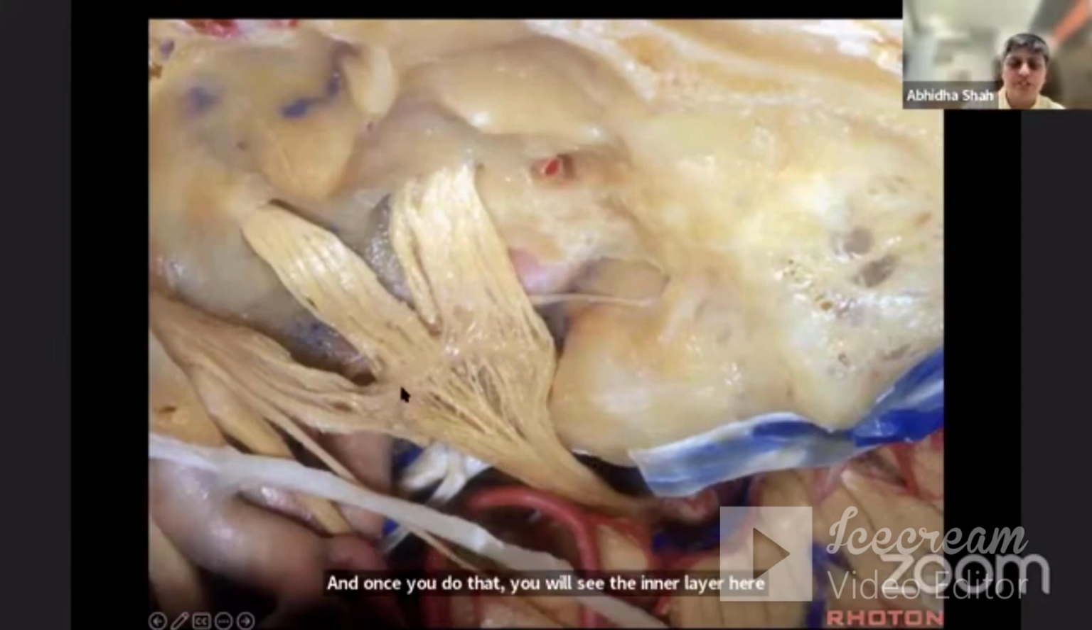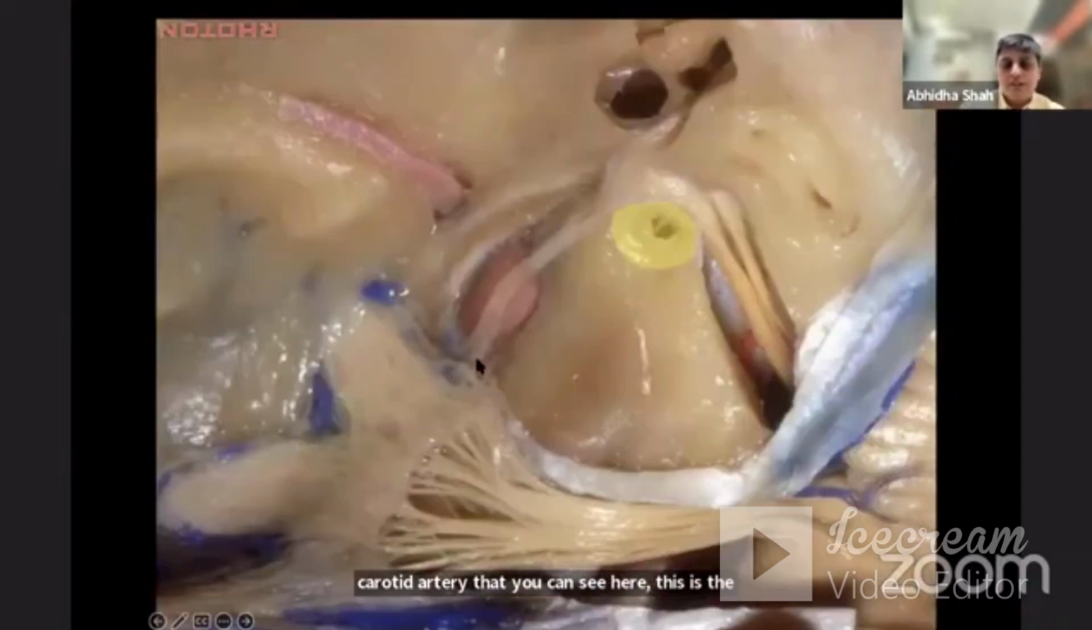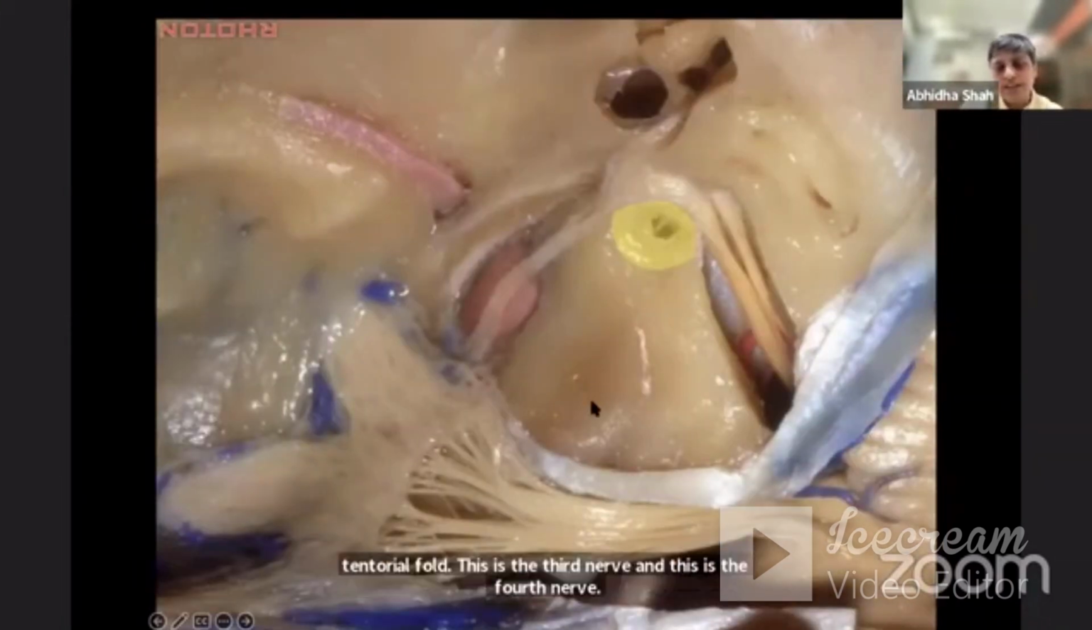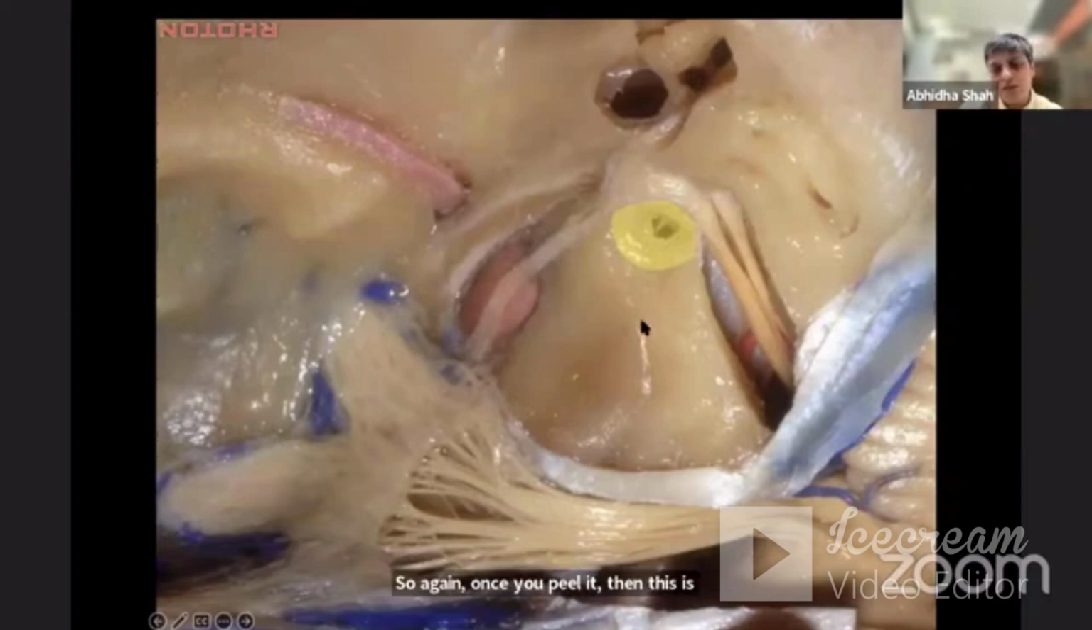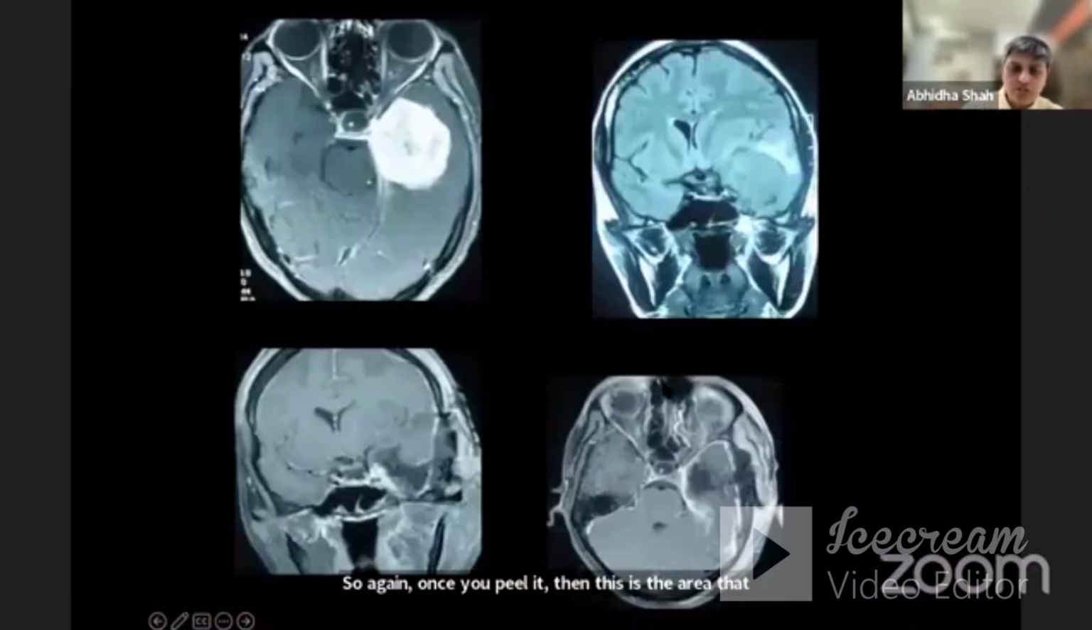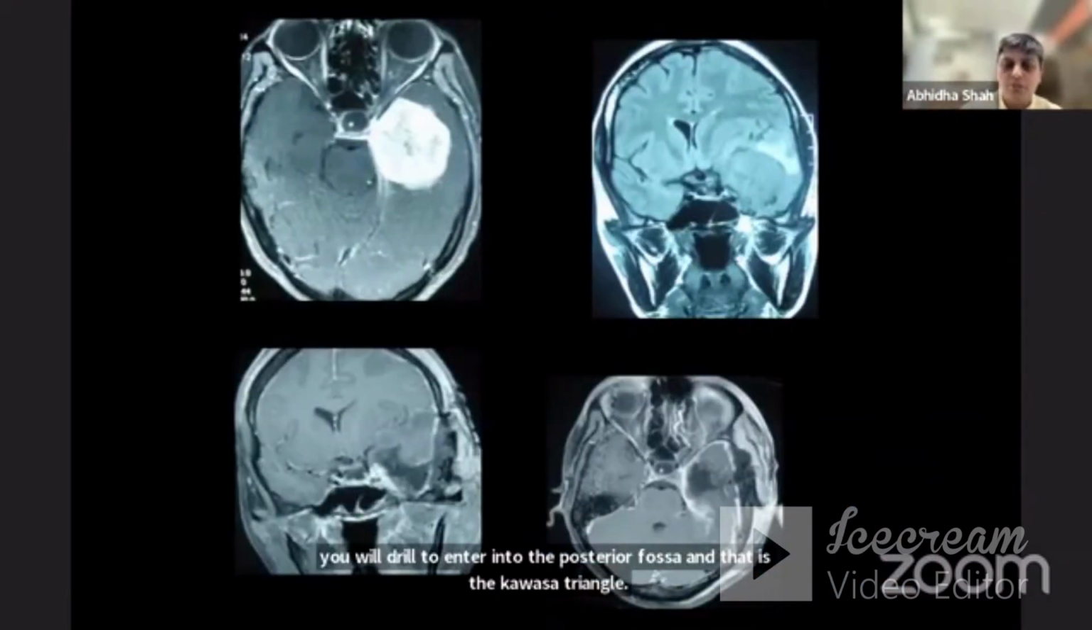You will start seeing all the structures, and then you can decide your point of entry into the cavernous sinus. So the V1, V2, V3, the carotid artery that you can see here, this is the tentorial fold, this is the third nerve, and this is the fourth nerve. Again, once you peel it, this is the area that you will drill to enter into the posterior fossa, and that is the Kawase triangle. So this is the approach you can get by the subtemporal approach.